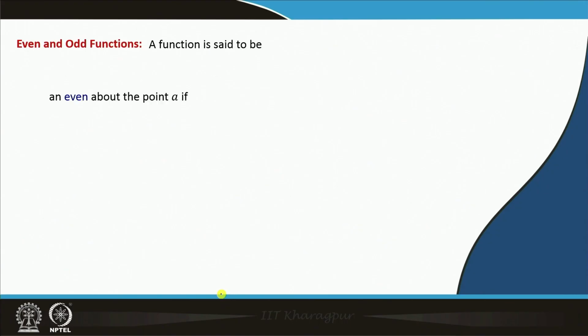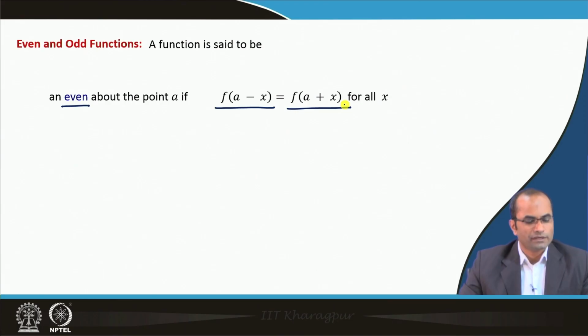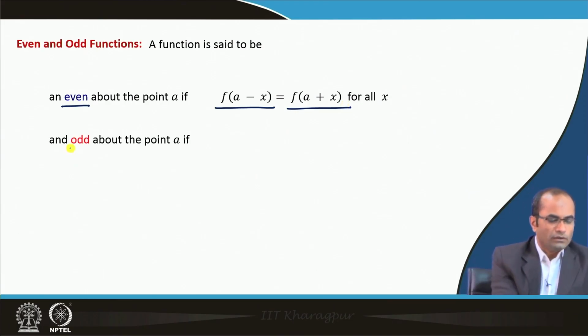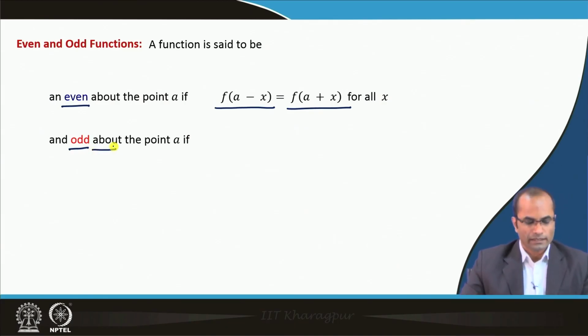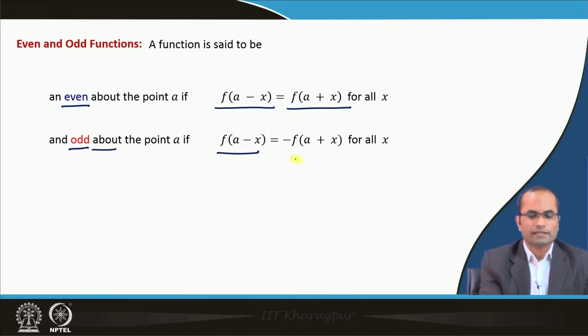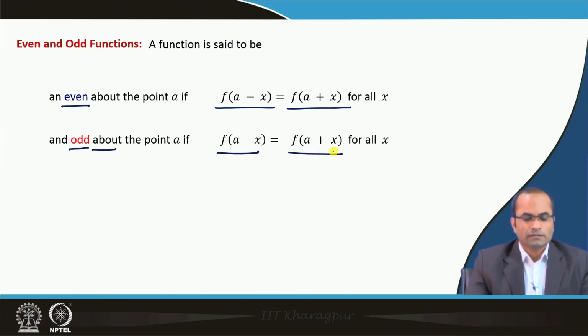A function is said to be an even function about the point a if we have the condition that f(a minus x) is equal to f(a plus x) for all x. On the other hand, we call the function an odd function about the point a if f(a minus x) is equal to minus f(a plus x) for all x. So, that is the odd function.